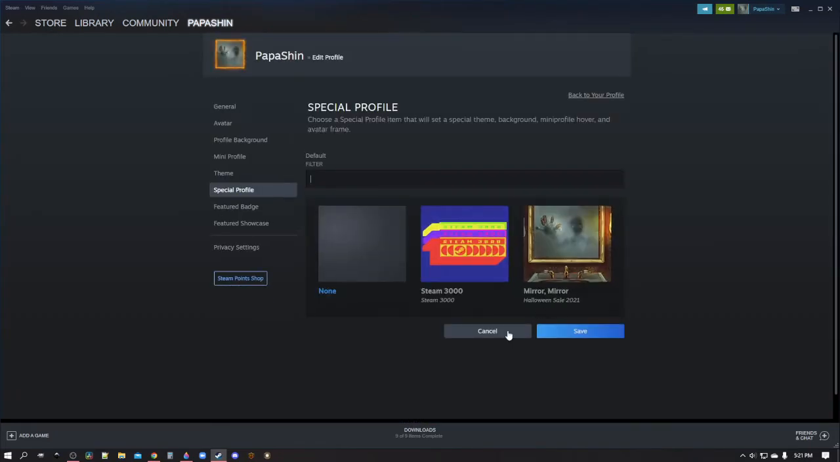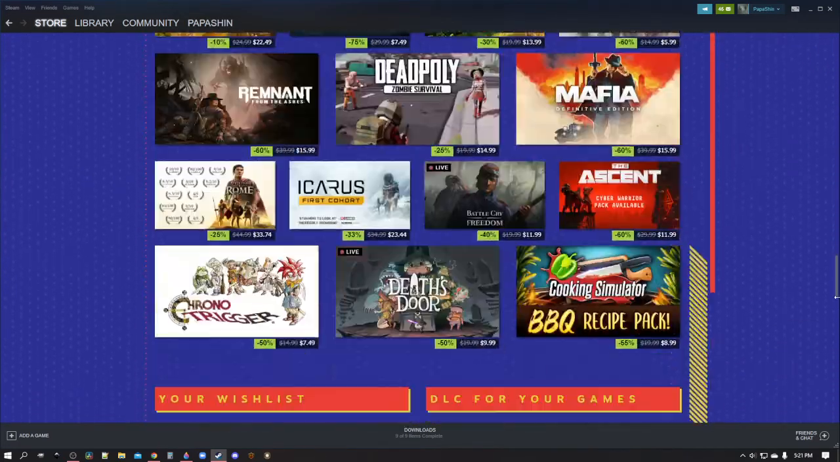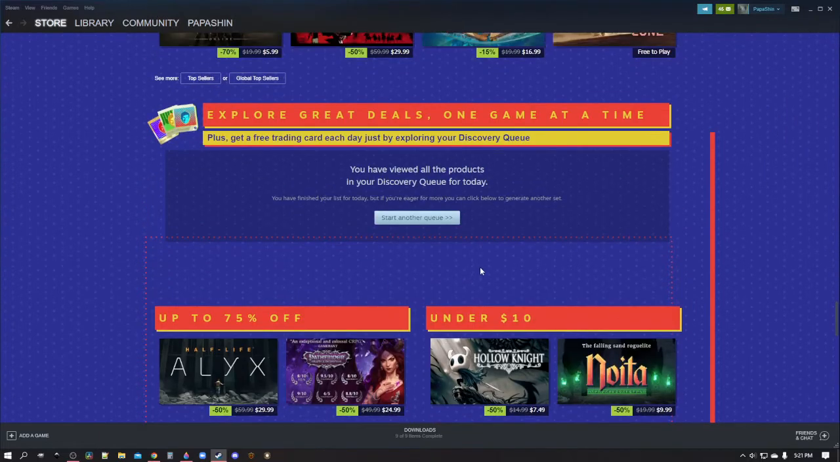My dad has one called Mirror Mirror. But yeah. You also get cards for going through your queue, which I'm going to do for my dad right now. Because I'm pretty sure he never looks at his queue since it's an actual waste of time. So what do I do now? After you got it, you have everything. You can go back to the featured page.